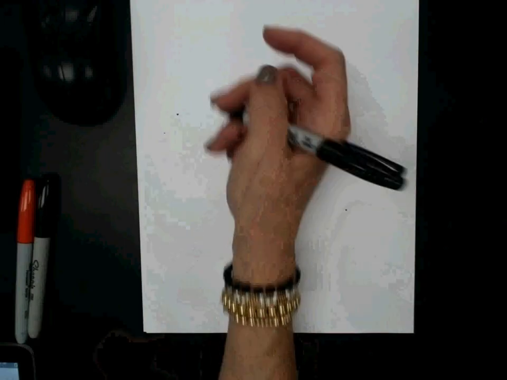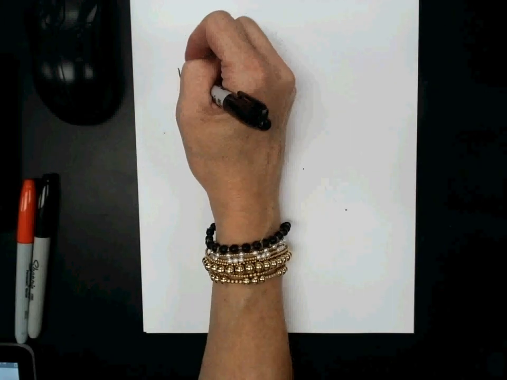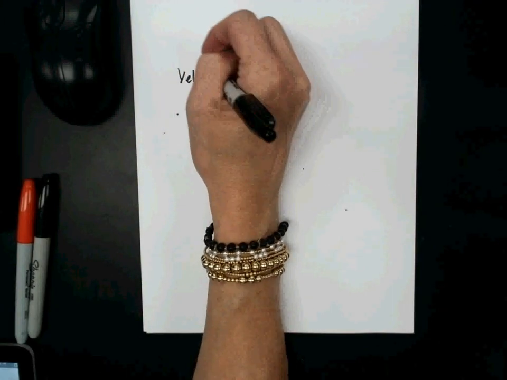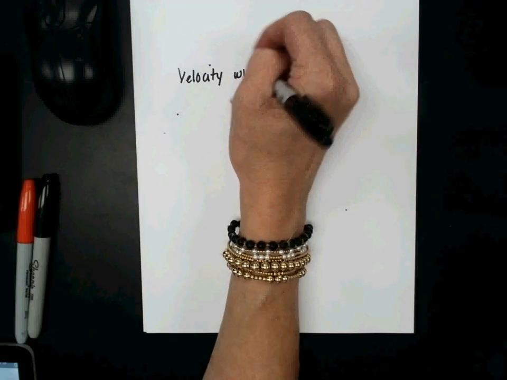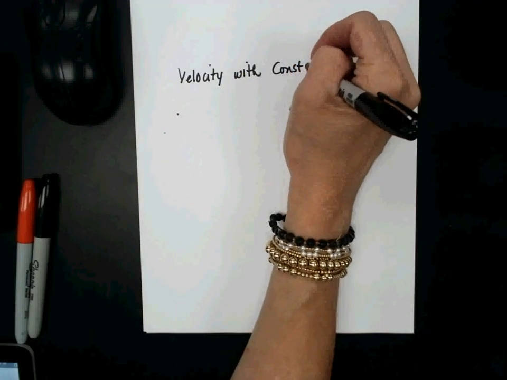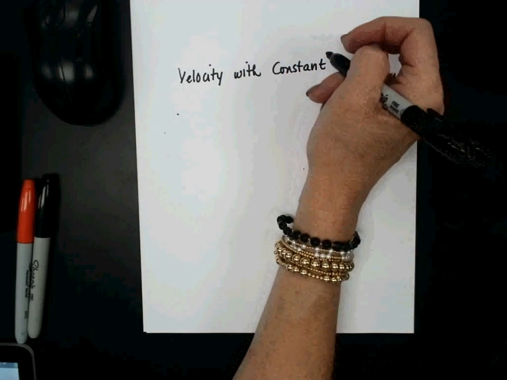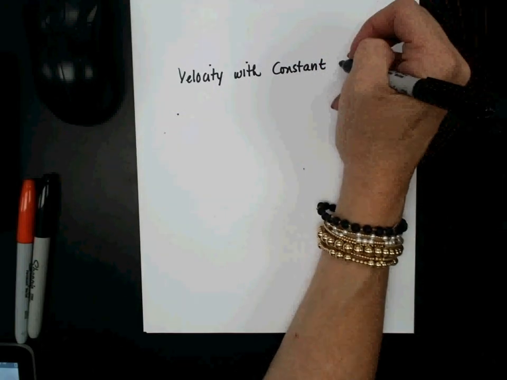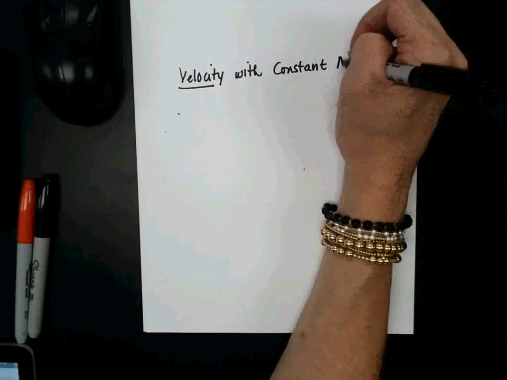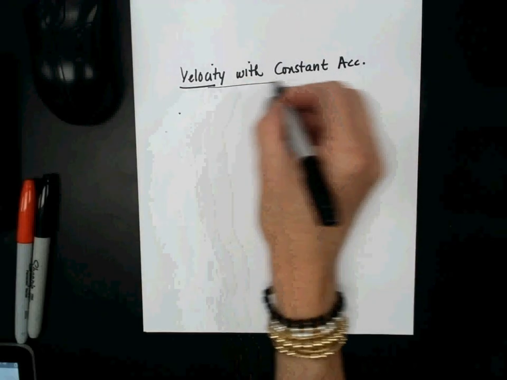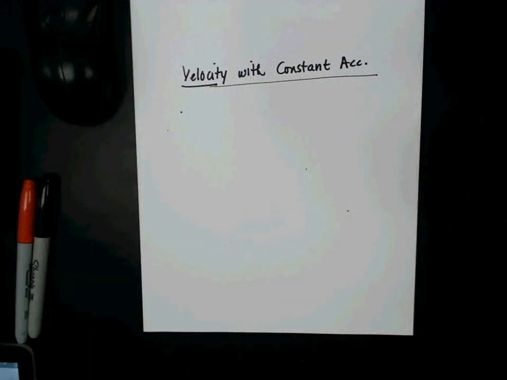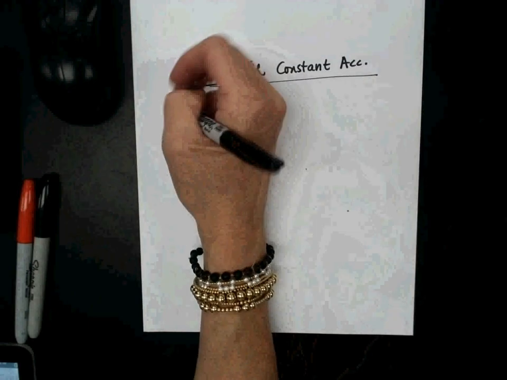Now, we also have to think about, that was displacement with constant acceleration. We have to think about velocity with constant acceleration. And we're going to use pieces of that formula to help us with that.